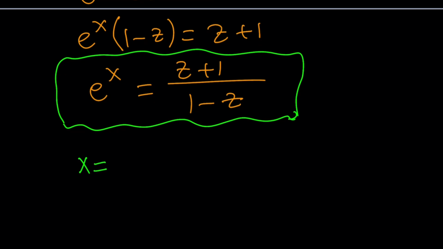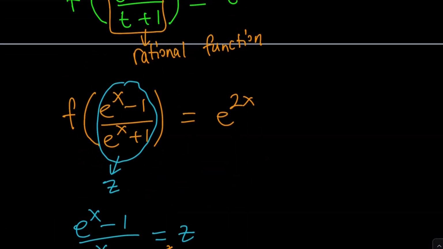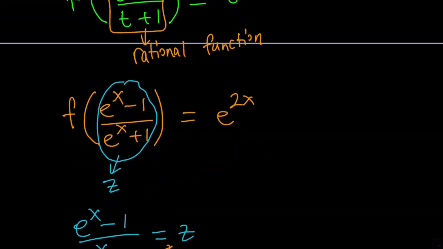x is basically ln of e^x, right? So you can take ln of both sides, and that's going to give you the value of x, and then you can plug it in. But that's not needed, because what we have on the right-hand side is e^(2x), which is (e^x) squared. Great.